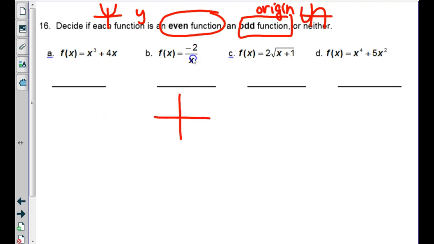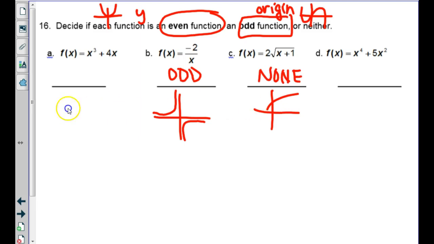This one I know looks like this. What's that? Yep, so that's odd. This one looks like that. That's none, right? I can't tell you exactly what these look like, but they are even and odd. You can graph them and check. Odd, even. There's one question on there. It's multiple choice. Graph them all if you need to. Question?